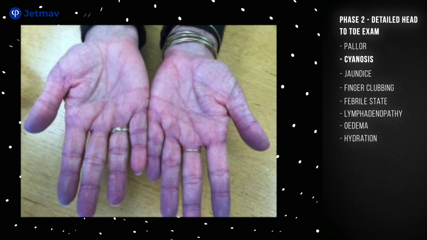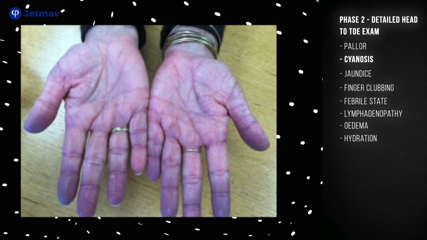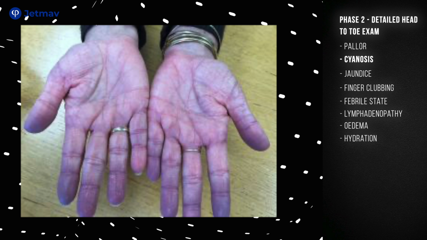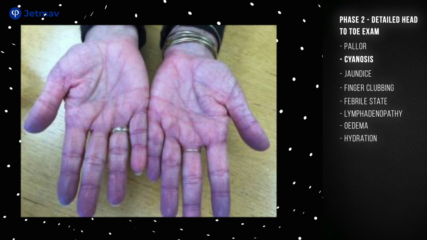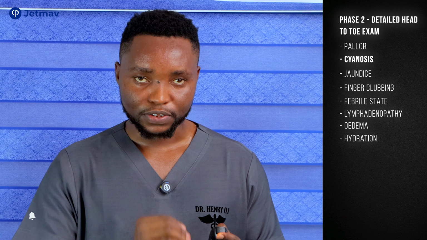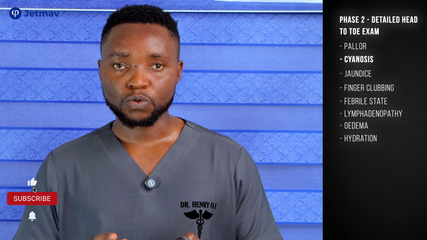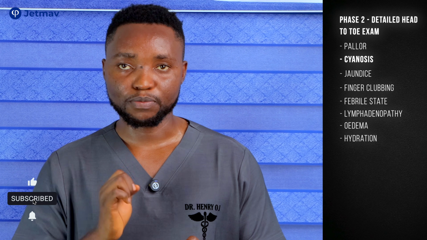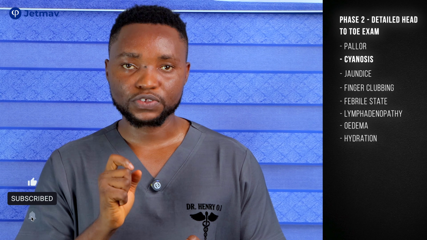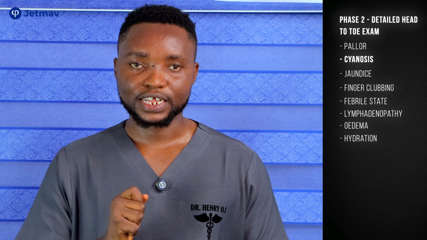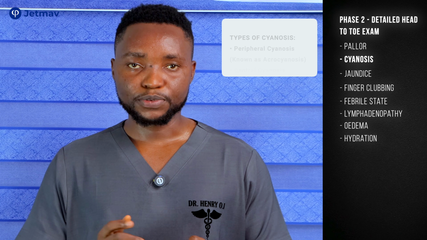Now, cyanosis is bluish discoloration of the skin and the mucous membrane due to decreased amount of oxygen bound to hemoglobin in the red blood cells in the bloodstream. Now remember, in pallor, we say that there is reduced blood flow or reduced number of red blood cells. But in cyanosis, there is no reduced blood flow. There's no reduced number of red blood cells. What is reduced is the amount of oxygen in the blood. So cyanosis is basically the amount of oxygen reduced, which will give bluish discoloration of the skin and the mucous membrane.